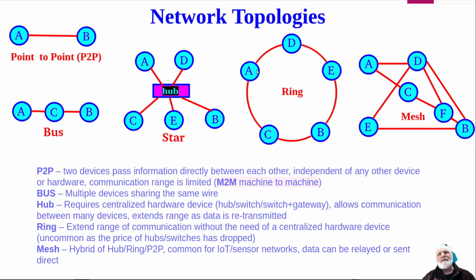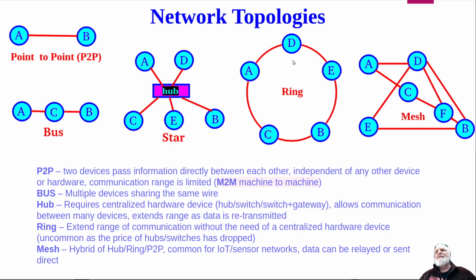So if A wants to send the message to B, it can send it clockwise through D, and then D would pass it on to E, and then on to B. Or if for some reason you couldn't do it that way, or there's just too much traffic, it could send it through C over to B, which would be faster. So it could go either way. If the ring is broken somewhere, communication could still make it all the way around the ring.